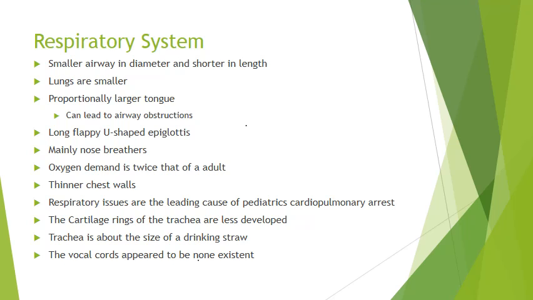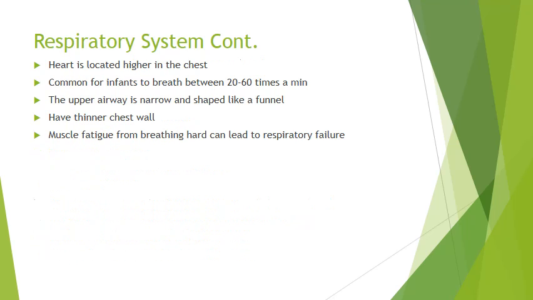Respiratory issues are the leading cause of pediatric cardiopulmonary arrest. The cartilage rings of the trachea are less developed. The trachea is about the size of a drinking straw. Vocal cords appear to be non-existent. The heart is located higher in the chest. It is common for infants to breathe 20 to 60 times in a minute. The upper airway is narrow and shaped like a funnel. You have thinner chest walls. Muscle fatigue from breathing hard can lead to respiratory failure.